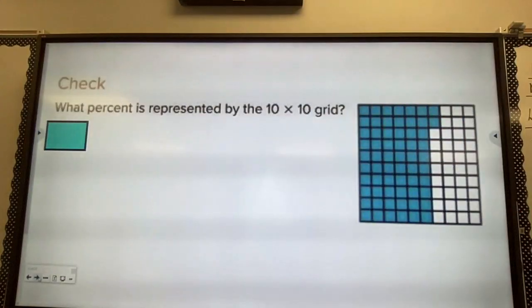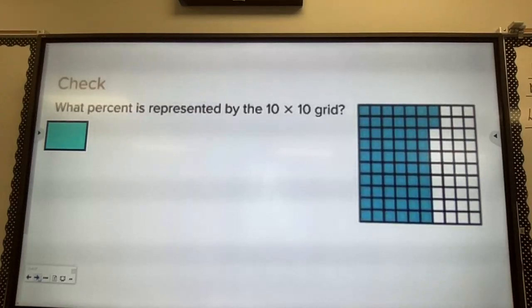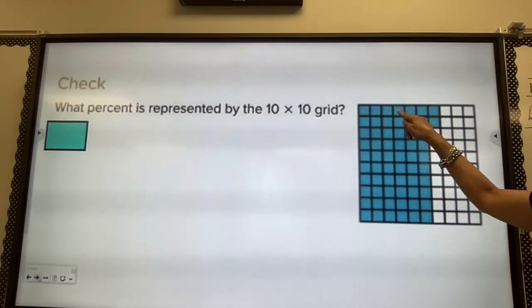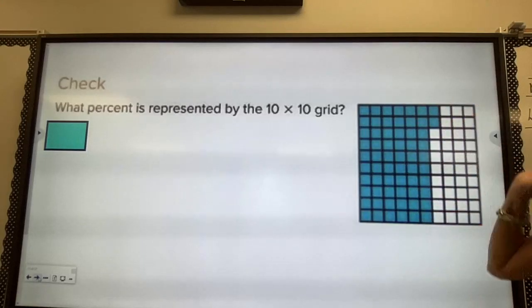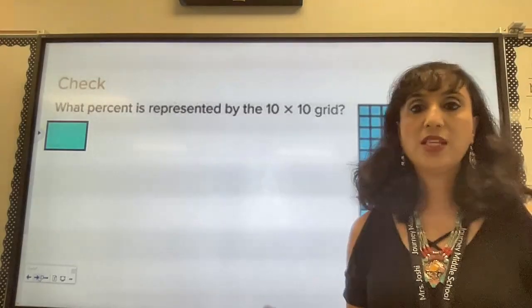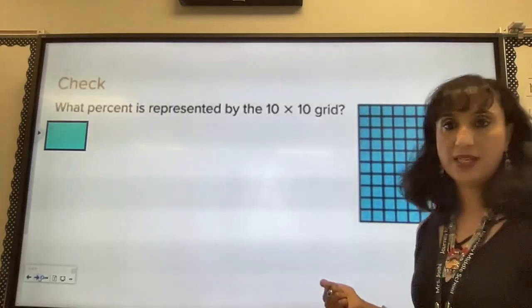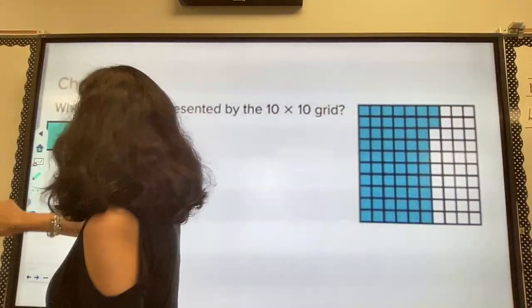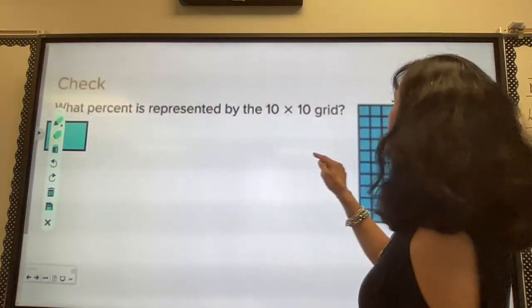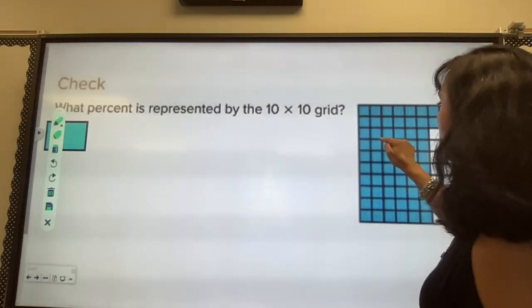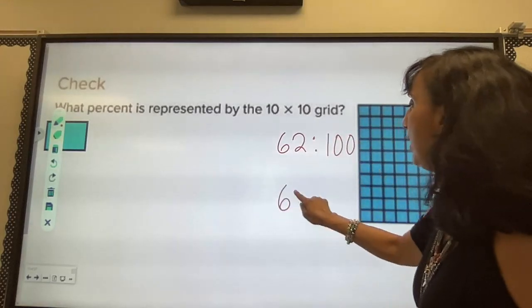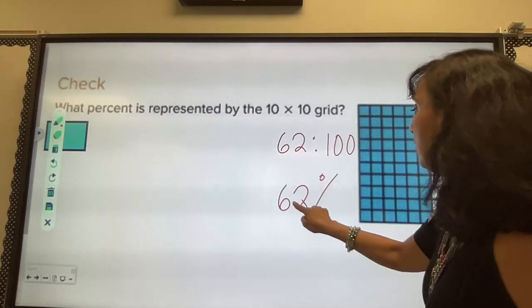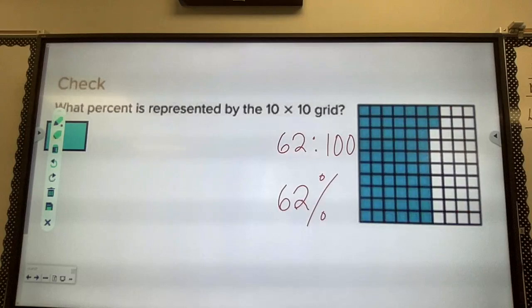Let's look at this grid. What percent is represented by this grid? I can see it is 10, 20, 30, 40, 50, 60, 61, 62. So what is this percent over here? This is 62%. If I was writing it out, of course I could write it as a ratio, 62 to 100, which is nothing but 62%. And that is what this one is representing.